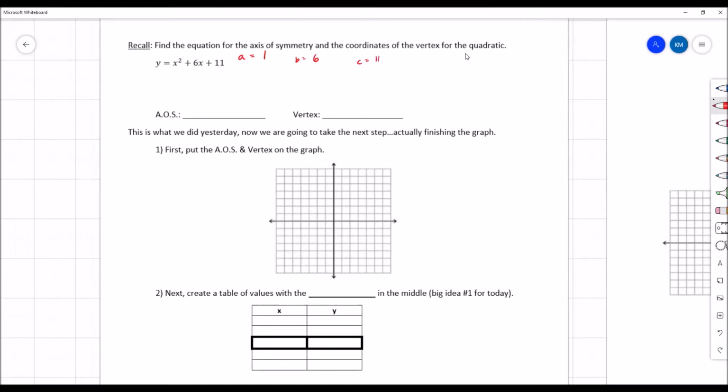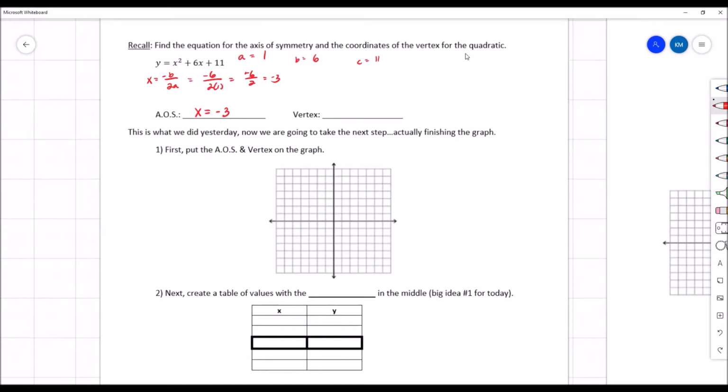From there, we have to use our axis of symmetry. Remember that formula was x equals opposite b over 2a. And so in this case, that'll be negative 6 over 2 times 1, or negative 6 over 2, which simplifies to negative 3. So our axis of symmetry is x equals negative 3. Remember, our axis of symmetry is a vertical line all the time, every time.